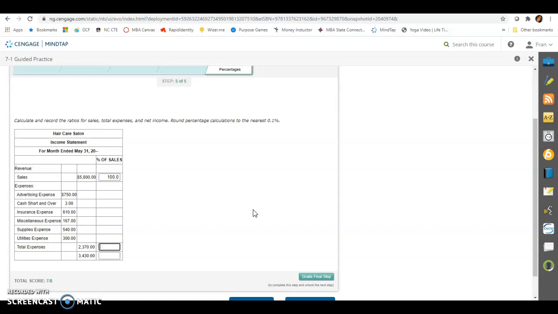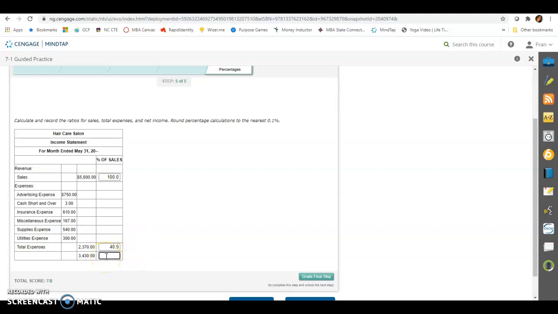It's so simple. To find out what percentage our expenses are of our sales, we take $2,370, which are our expenses, and divide it by 5,800. And we get 0.40862069, a lot of numbers. I'm going to multiply it by 100 to get it to a percentage. And I got 40.86. To round that 40.86 to the nearest tenth of a percent, I say 40.9. Okay. Let's do the next.